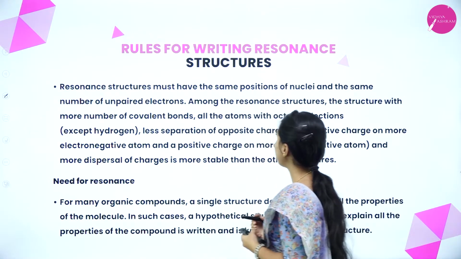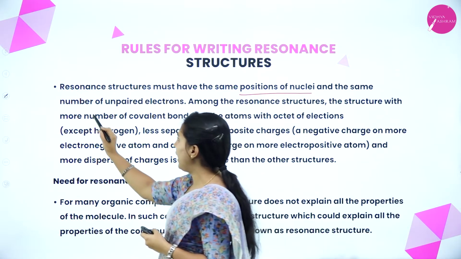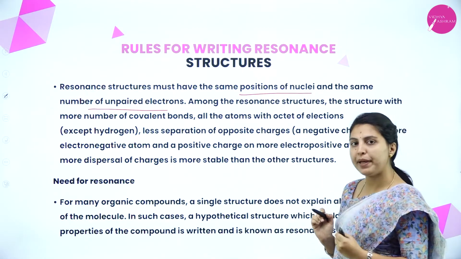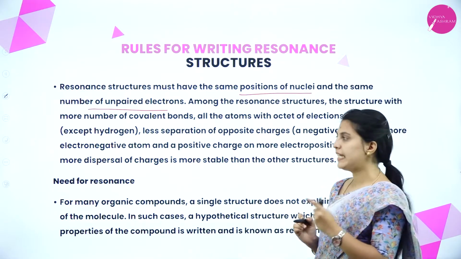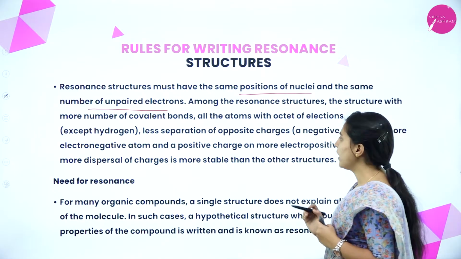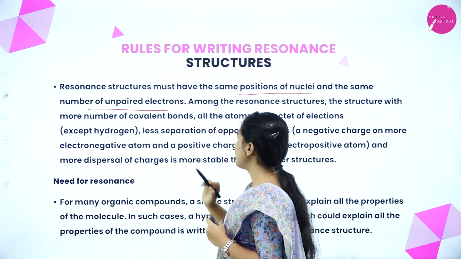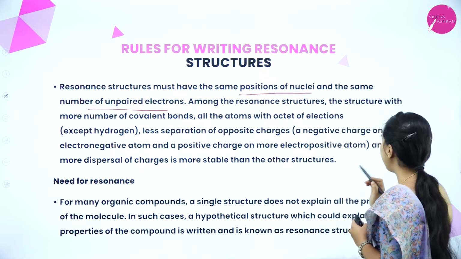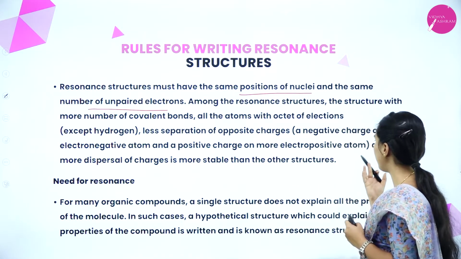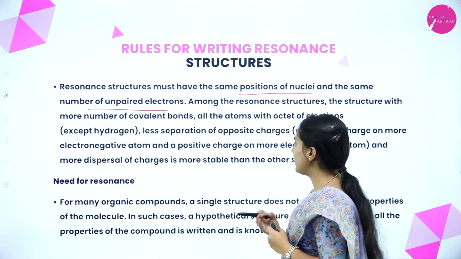Resonance structures must have the same positions of nuclei and the same number of unpaired electrons. Before writing or after writing, the structure should have the same number of unpaired electrons and the position of nuclei should be the same. Among the resonance structures, the structure with more covalent bonds, all the atoms with an octet of electrons except hydrogen, less separation of opposite charges, a negative charge on the more electronegative atom and a positive charge on the more electropositive atom, and more dispersal of charges is more stable than the other structures.